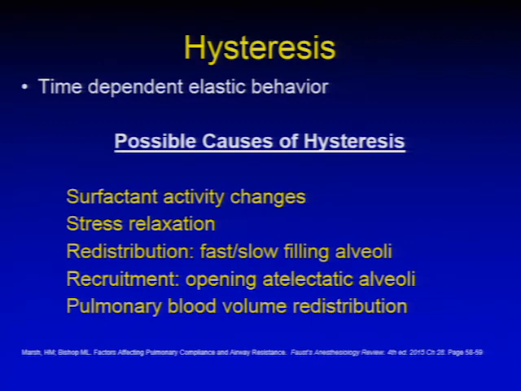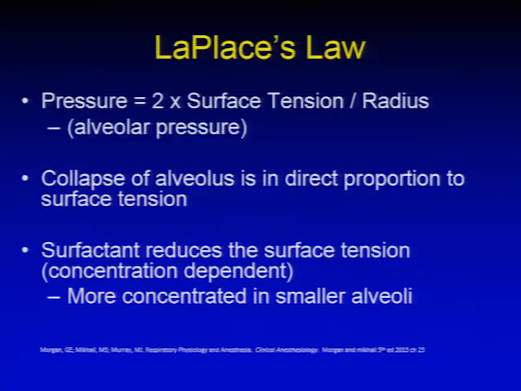Some alveoli fill faster than others. Time-dependent elastic properties of alveoli is known as hysteresis. There are several causes. Laplace's law highlights the wall tension and radius's effect on alveolar expansion as one example. Distribution of volumes, pressures, regions of atelectasis, pneumonia, pulmonary lung volume, etc. can all affect the time-dependent elasticity or hysteresis of the lung.